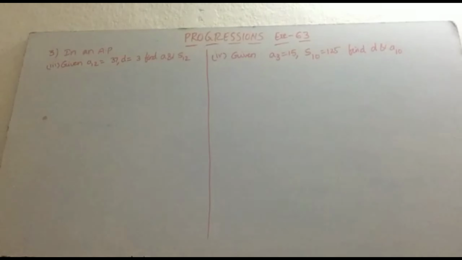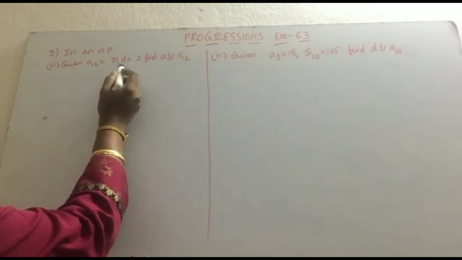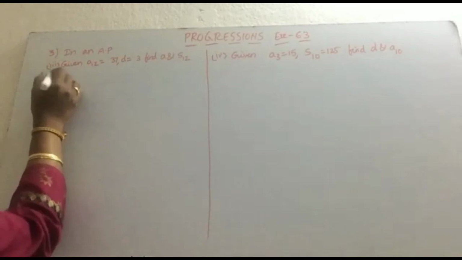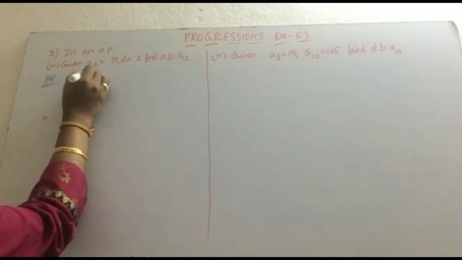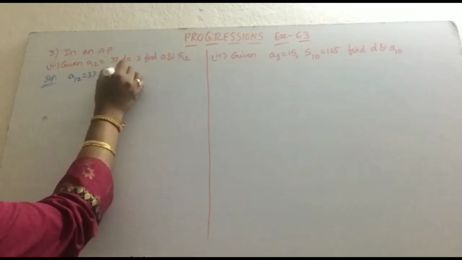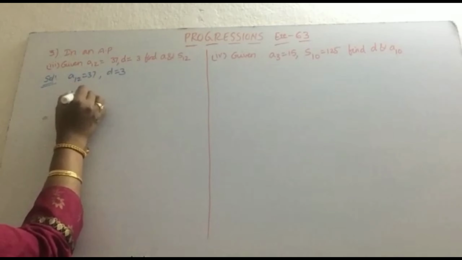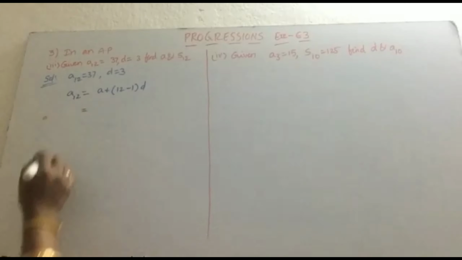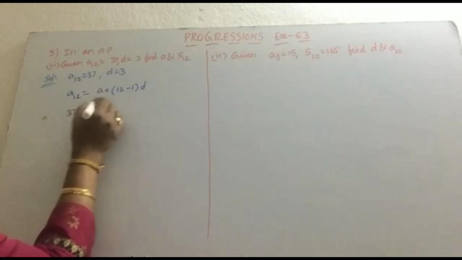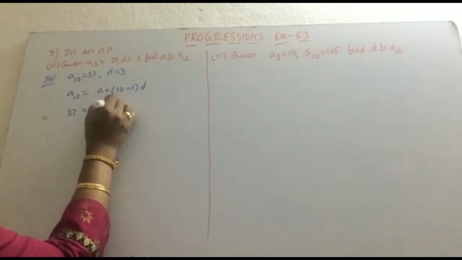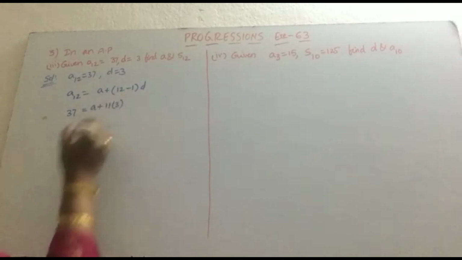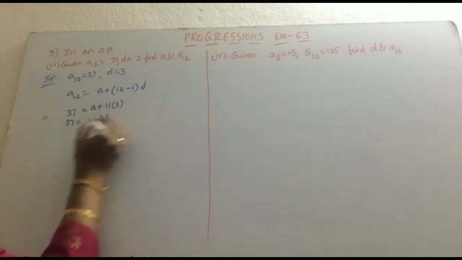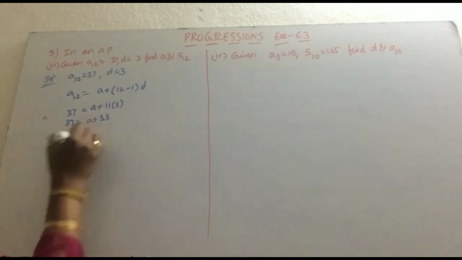So next problem is given a equal to 12, a12 equal to 37, d equal to 3, find a and S12. So a12 equal to 37 and d is equal to 3. So a12 is equal to a plus 12 minus 1 into d. So a12 is 37. So a plus 11 into d, d is 3. So 37 is equal to a plus 33. So a is equal to 4.